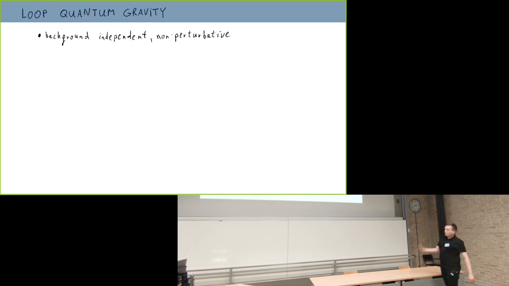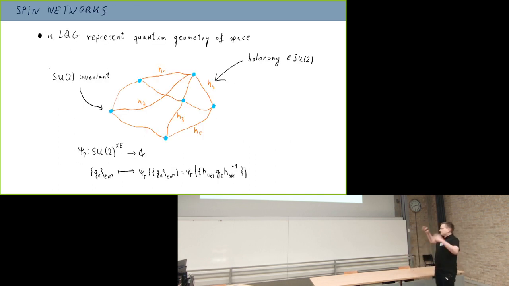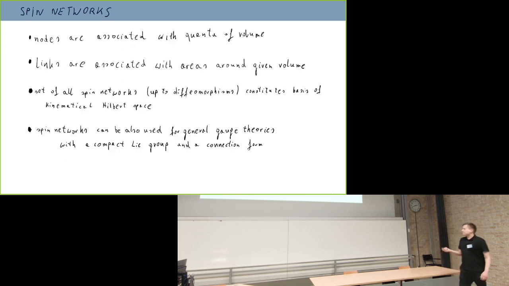And we focus on loop quantum gravity, which, as was said here many times, is a background-independent, non-perturbative approach to quantum gravity. It is based on the Hamiltonian formulation, and thanks to Ashtekar variables, it expresses gravity as an SU(2) gauge theory. In loop quantum gravity, the quantum geometry of space is described by spin networks, which are graphs with holonomies on links and SU(2)-invariant nodes. These nodes are associated with quanta of volume. It is also worth mentioning that spin networks can also be used for general gauge theories with a compact Lie group and a connection form. So our methods, in principle, can be applied also to other gauge theories.